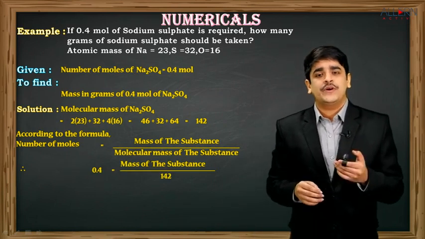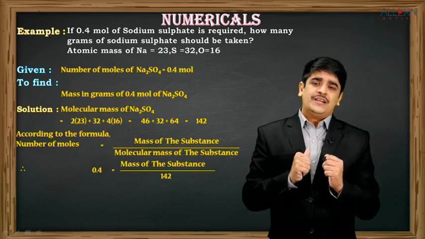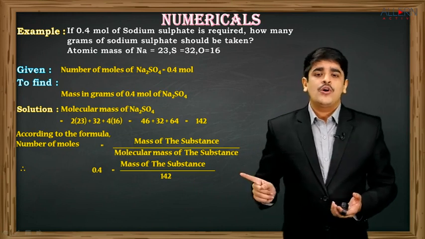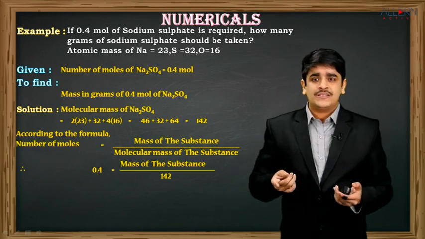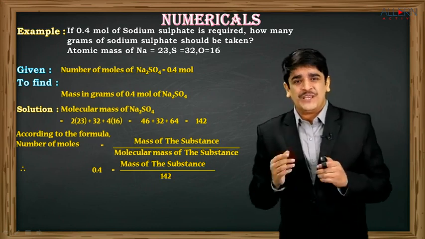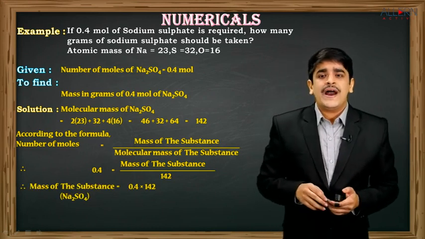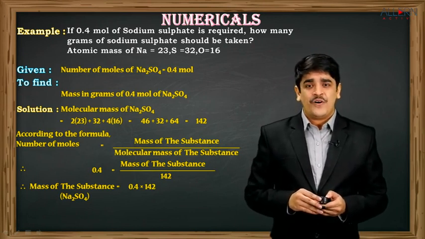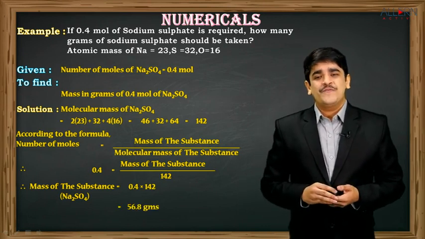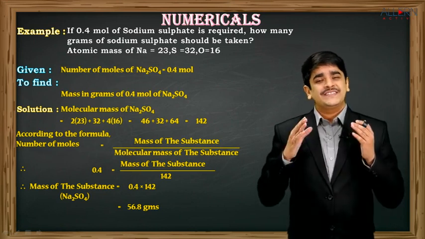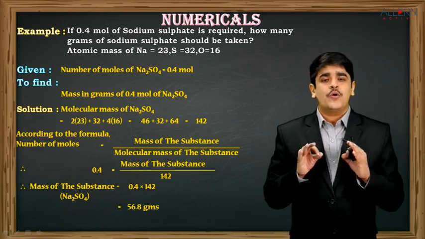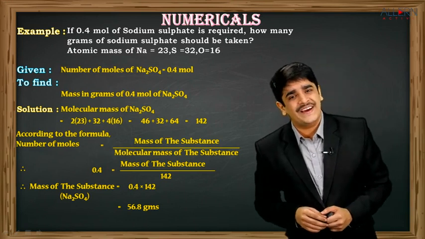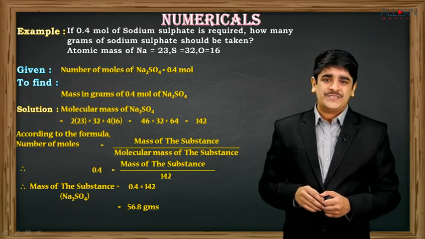But we know number of moles already. So number of moles is 0.4. Mass of the substance we need to calculate. 142, you and I just calculated together. What do we need to do? 142 needs to be shifted on that particular side. 142 into 0.4, right? So when you do that, 142 into 0.4 gives you the final answer that you were waiting for, isn't it? That is going to be 56.8 grams. That's the answer I was waiting for. So if you need 0.4 moles of sodium sulfate, you need 56.8 grams of sodium sulfate to be precise. Thank you.